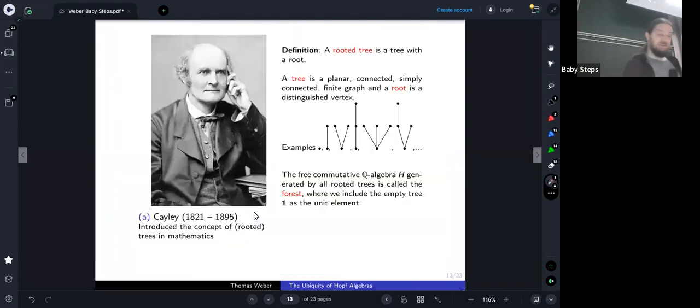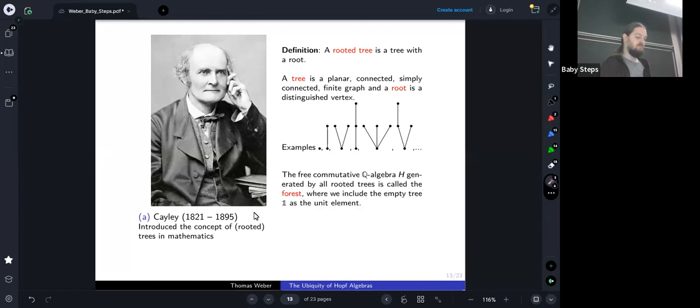Good, so this was the first part. Let's see. So now about the forest and trees. Let's start with what is a rooted tree. There's this very genius definition that says it's a tree with a root. And I really like these kinds of definitions that give you nothing. So a tree is a planar, connected, simply connected finite graph, and the root is a distinguished vertex. What all of these words mean is maybe best understood by just looking at trees. So those are trees.